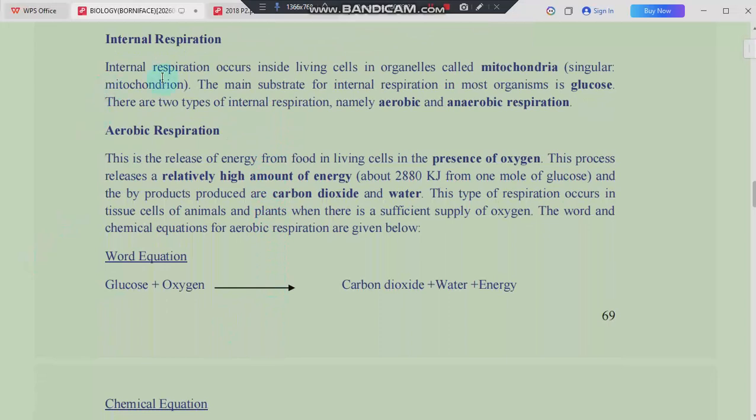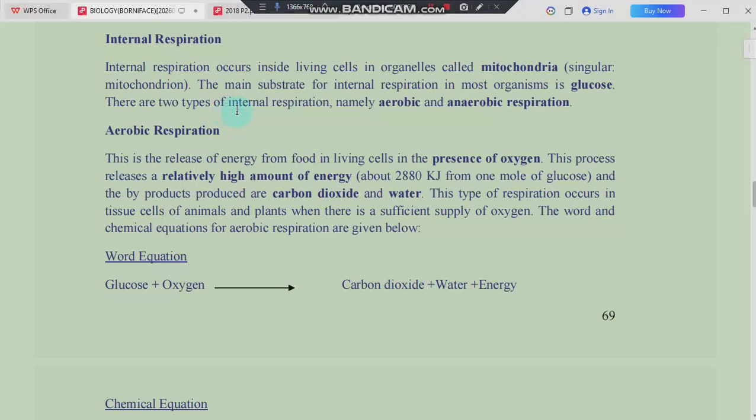So let's get into detail looking at internal respiration. Internal respiration occurs in living cells in organelles called the mitochondria. The mitochondria is also known as the powerhouse of the cell, and it helps to make energy available in form of ATP. The main substrate for internal respiration in most organisms is glucose. And there are two types of internal respiration: aerobic respiration and anaerobic respiration.